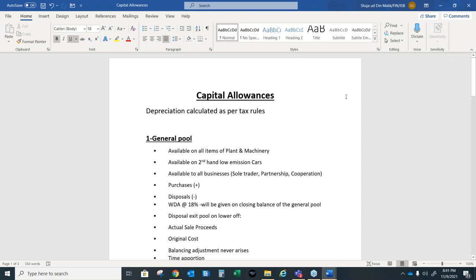So depreciation is an expense that is allowed by HMRC, and it applies uniformly and equally. They have proposed certain ways to calculate depreciation, and certain ways are jotted down here. Number one is the general pool. Any organization, any corporation, any sole trader can have different classes of assets.